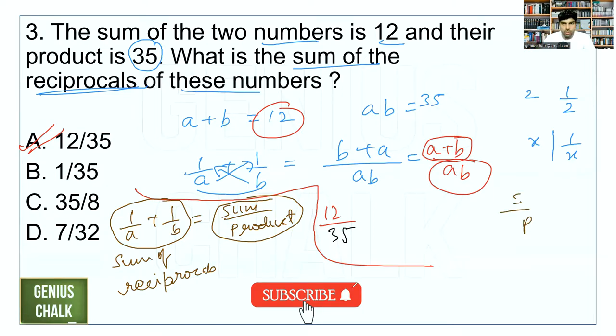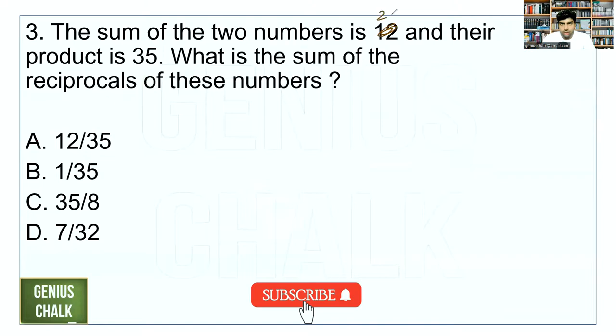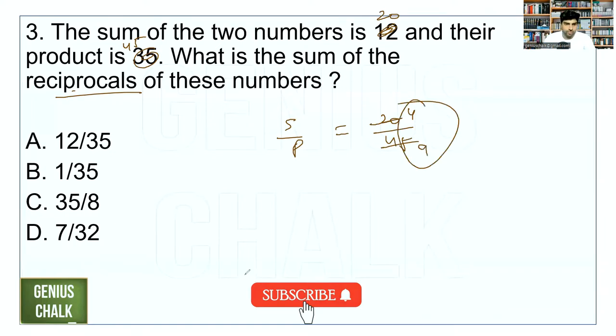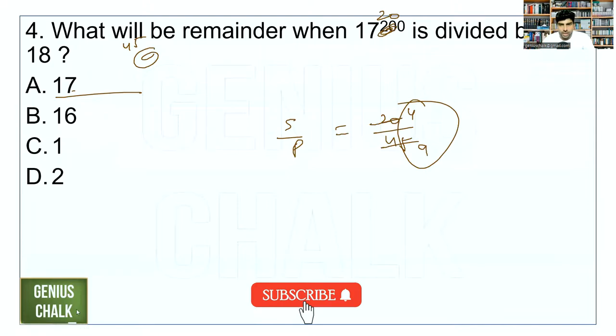Suppose in the next question the sum is given as, say, 20, and the product is given as, say, 45. What is the answer then? The sum of reciprocals has to be sum by product. So what is the sum? 20, and the product is 45. Just solve it. 5 4s are 20, 5 9s are 45, and that is going to be the answer. Okay, so this is the shortcut for sum of reciprocals. Please use it.